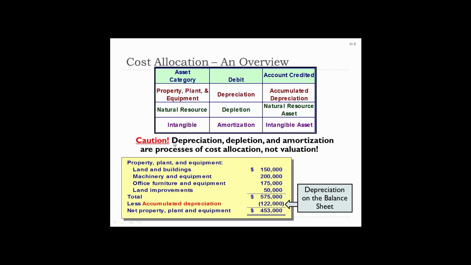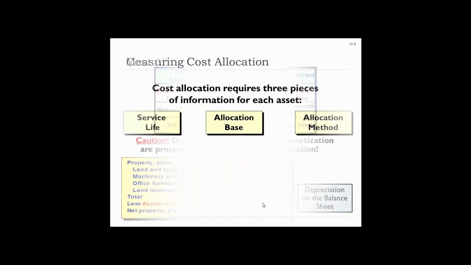Caution: depreciation, depletion, amortization are all processes of cost allocation. It is not the valuation of the asset. So, here's an example. Land and buildings, machinery and equipment, office furniture and equipment, and land improvements. Total is $575,000. Less accumulated depreciation is net PP&E, plant, property, and equipment. This is depreciation on the balance sheet. This is accumulated over all the periods, not what is current depreciation.